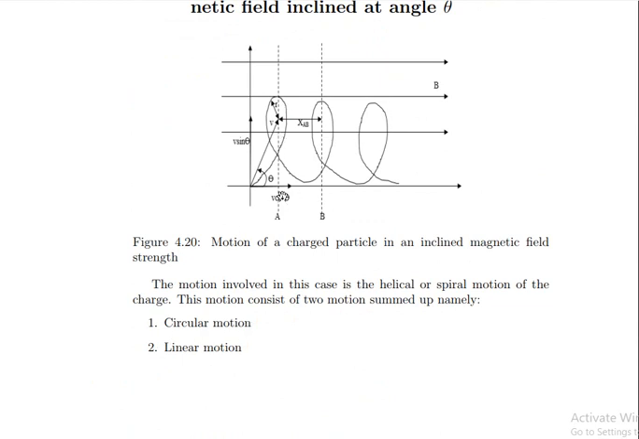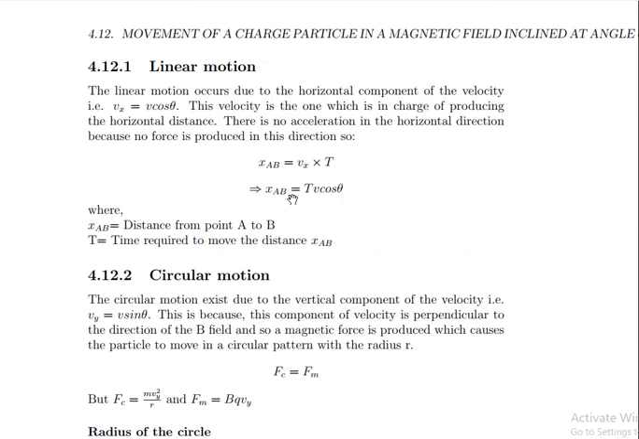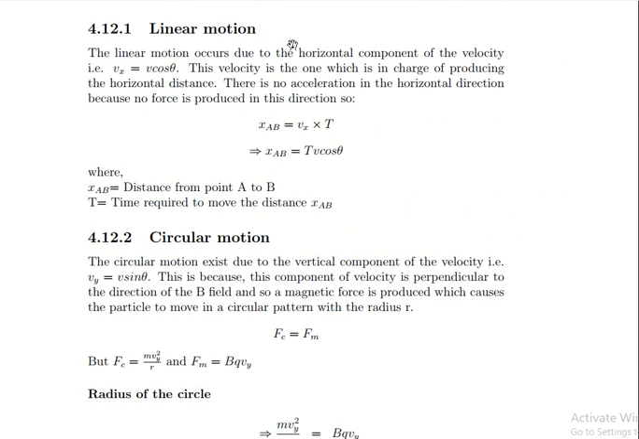And since v cos theta is in the direction of the B field, no magnetic force is produced in this horizontal direction. So it implies that there is going to be a linear motion solely due to v cos theta. So now let's visualize the linear motion.